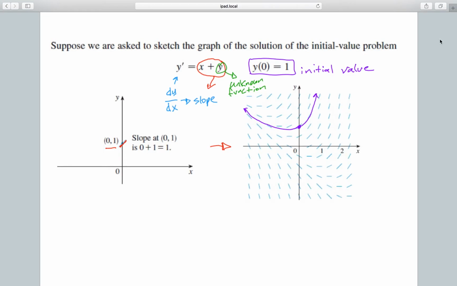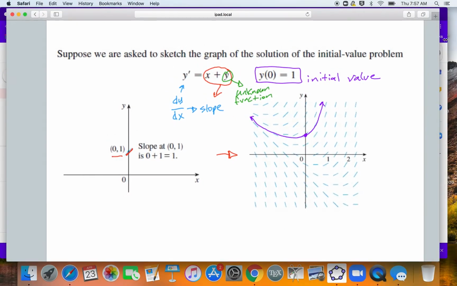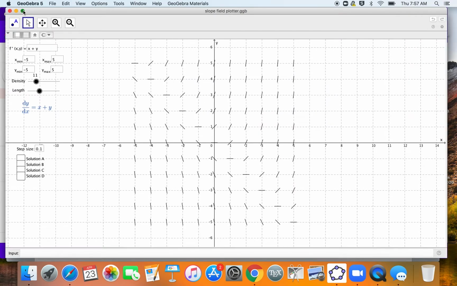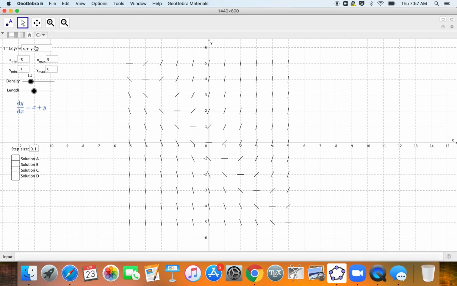Drawing slope fields by hand is kind of a pain, because you could literally draw this for any number of coordinates, right? And if you do it for too many, then you're just going to get a block of color that is not helpful. But too few, and you don't get an idea of what the curve looks like. So I wanted to illustrate that in Geogebra. Here's the same function, which is y prime equals x plus y.